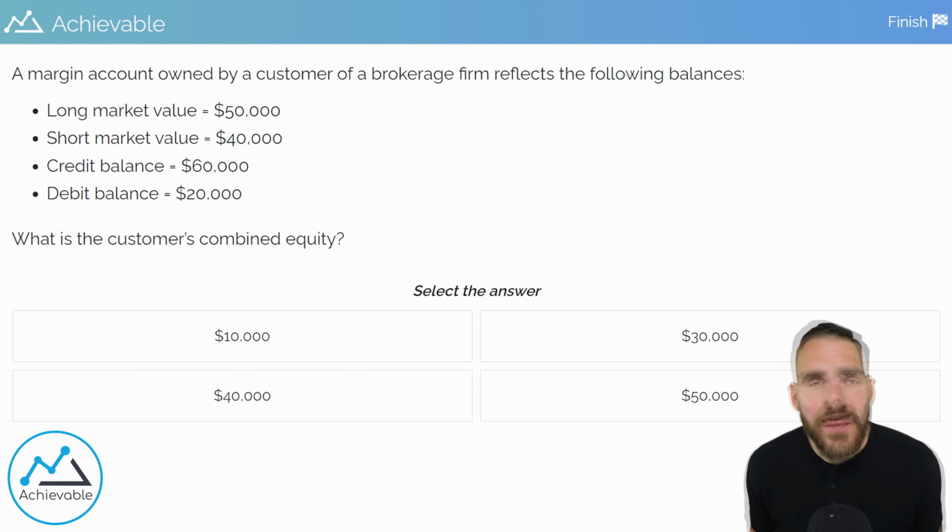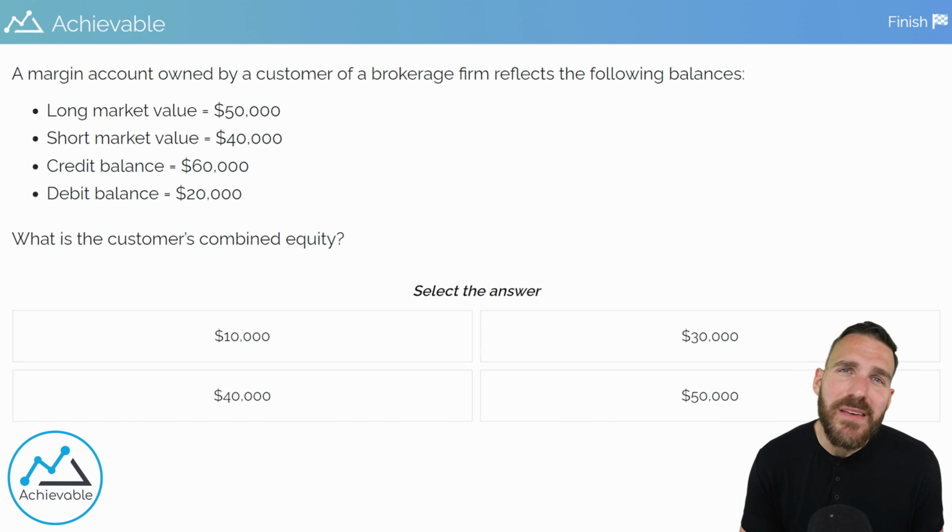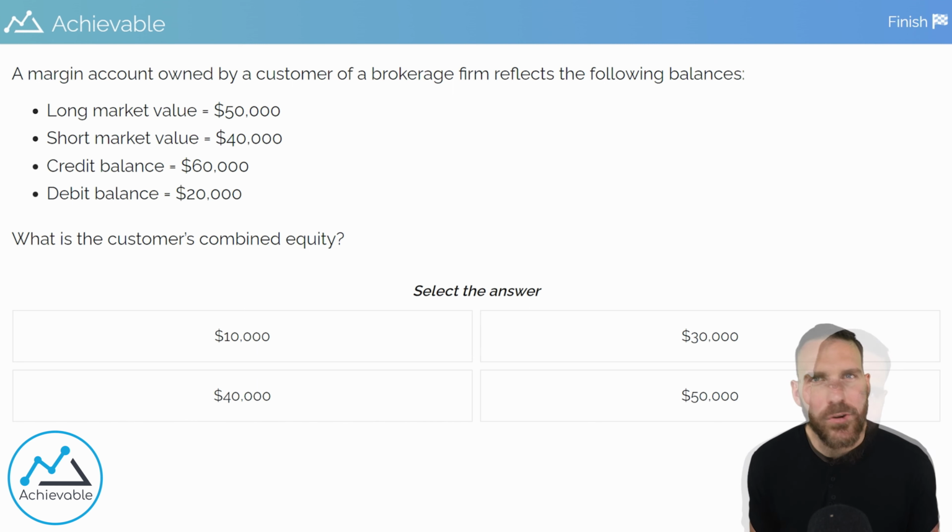All right, there it is. A margin account owned by a customer of a brokerage firm reflects the following balances. We have an LMV of $50,000, an SMV of $40,000, a credit balance of $60,000, and a debit of $20,000. And the question is, what is the customer's combined equity? If you want to, take a moment, pause the video, and see if you can answer this on your own. All right, do you think you have the answer? Let's look at it together.